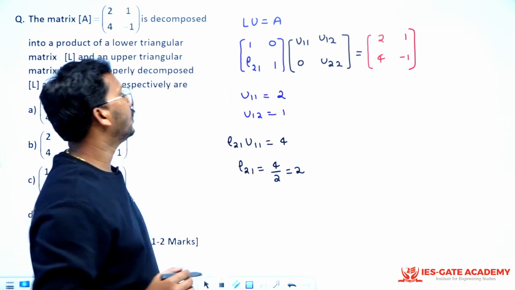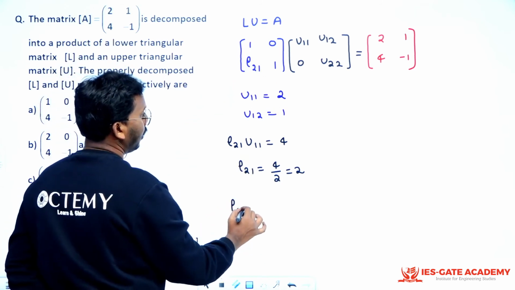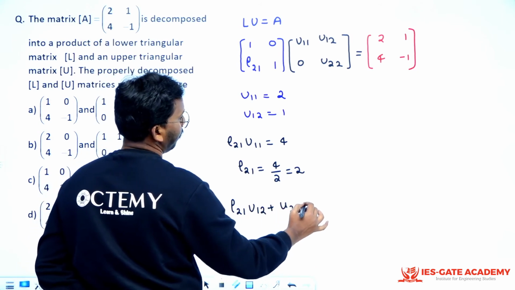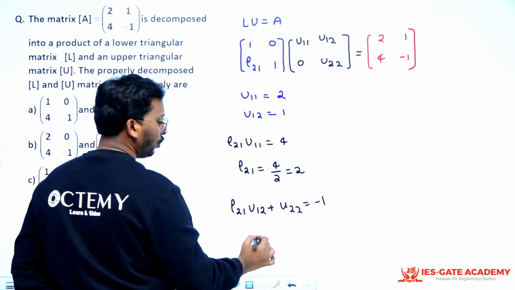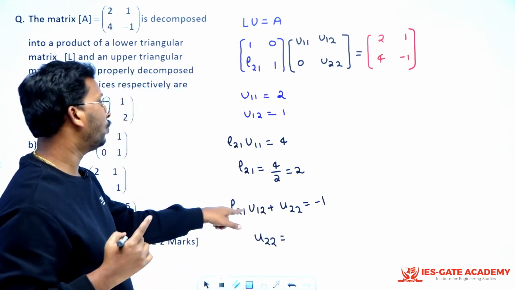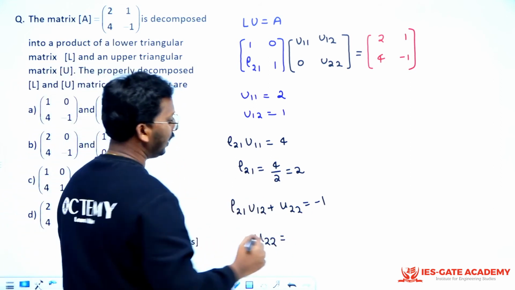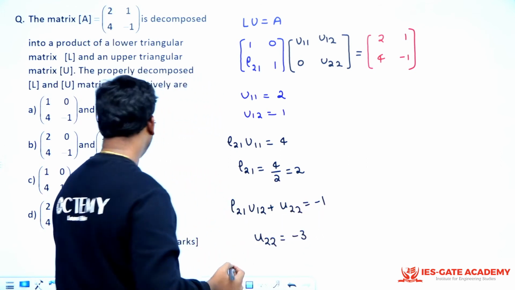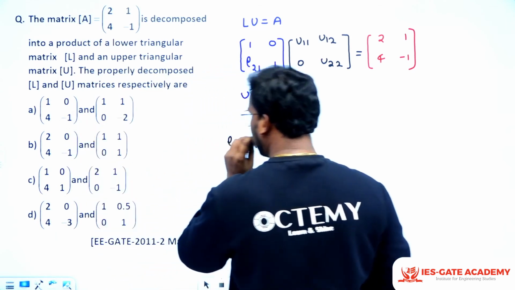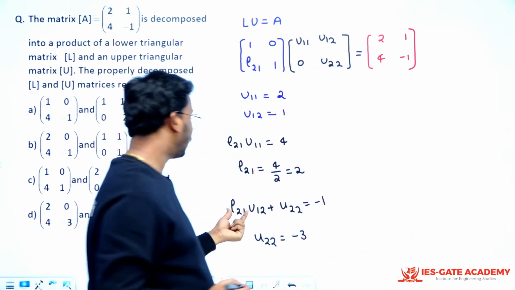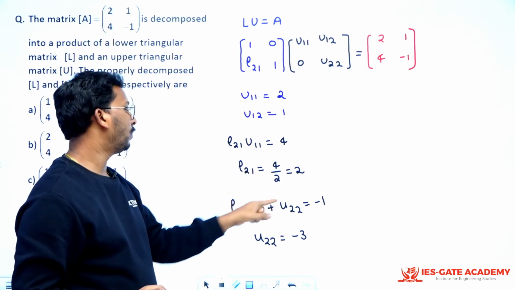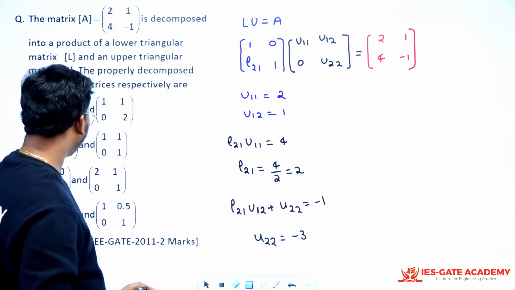Similarly, this into this, that is L21 U12 plus U22 is equal to minus 1. So you know U22 from here, we can find U22 is equal to minus 1 minus 2 into 1, so minus 3 it will become, isn't it? So see sir, what is your lower triangular matrix and upper triangular matrix he is asking. Let me just check this. What is L21? This is 2. Yes sir, this is properly fine.